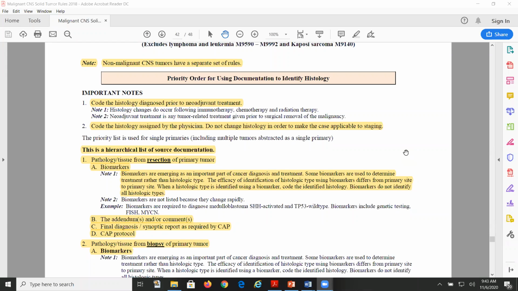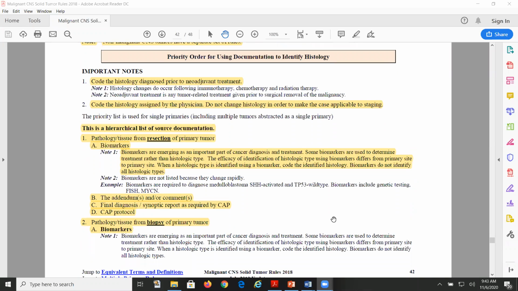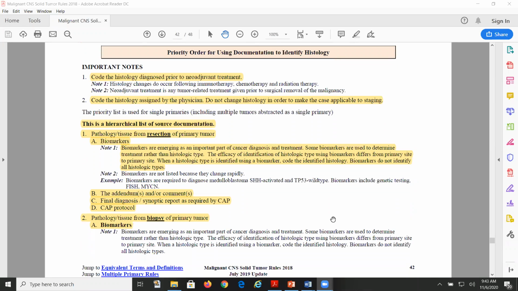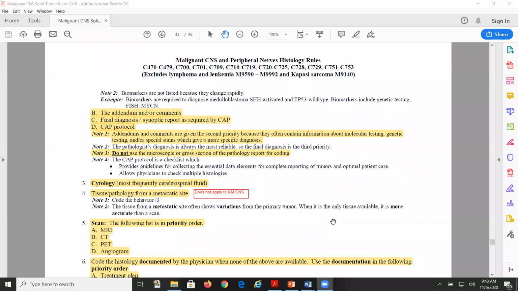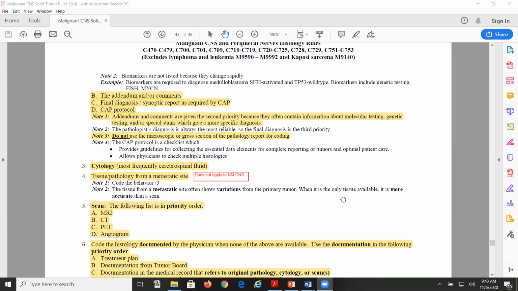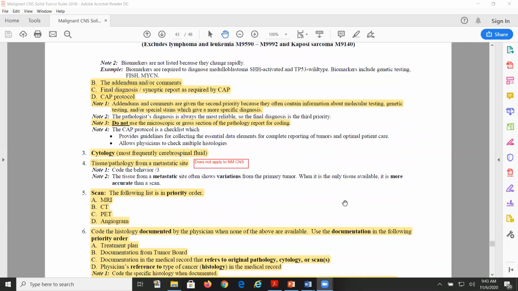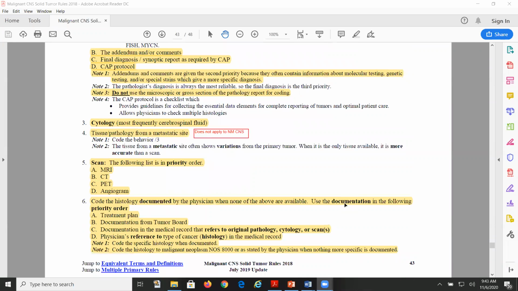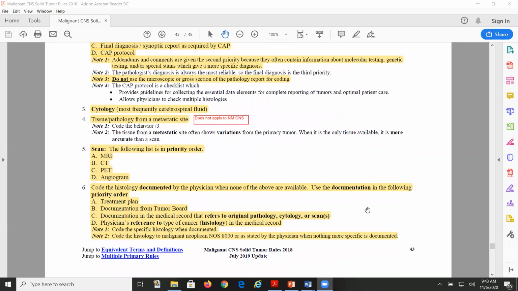Second in priority is your pathology from the biopsy. Again, the same priority with the biomarkers, the addendum, the final diagnosis, and CAT protocol. Next in priority is cytology, then pathology from a metastatic site, and then scans in priority order, MRI, CT, PET, and angiogram. And last in priority is the histology documented by the physician when none of the above are available.